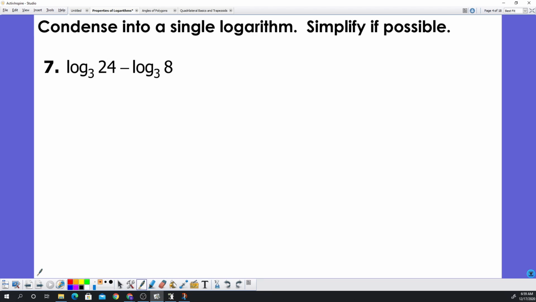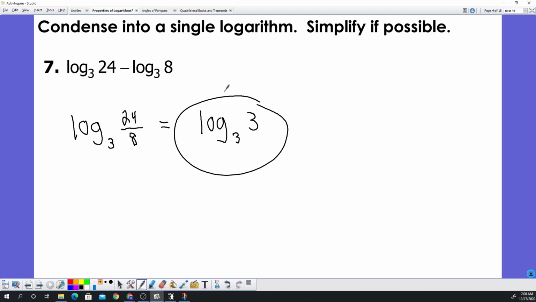So let's see what this looks like in action. We have log base 3 of 24 subtracted with log base 3 of 8. We want to simplify, condense it into a single logarithm. So what we do is, we're going to be working with base 3. We have log base 3 of 24 divided by 8. But we know that 24 divided by 8 is just 3. So this condenses into log base 3 of 3. So that's the simplified version.